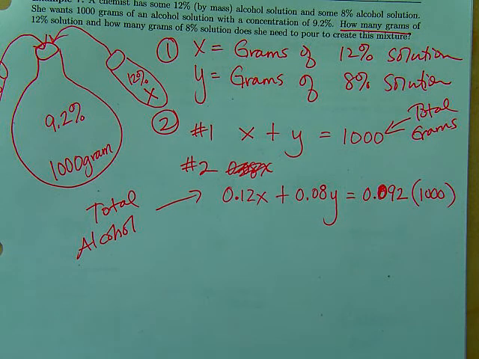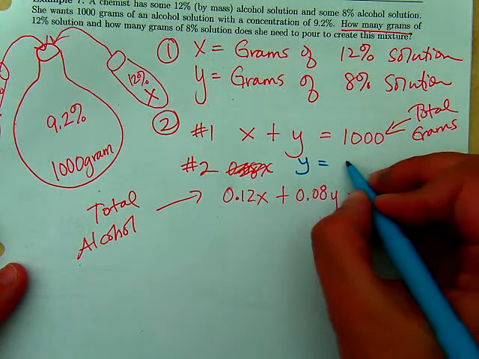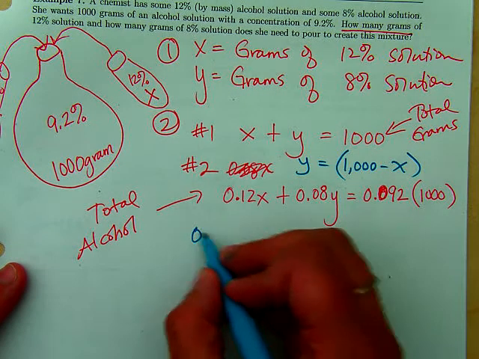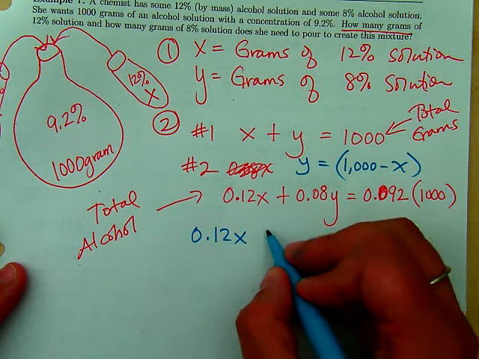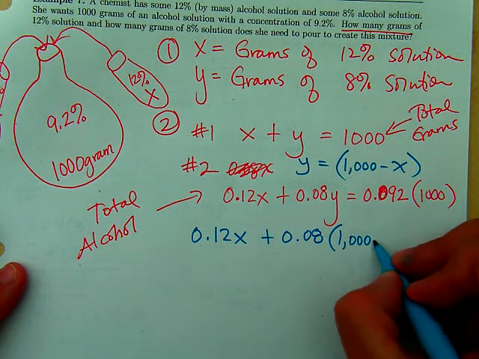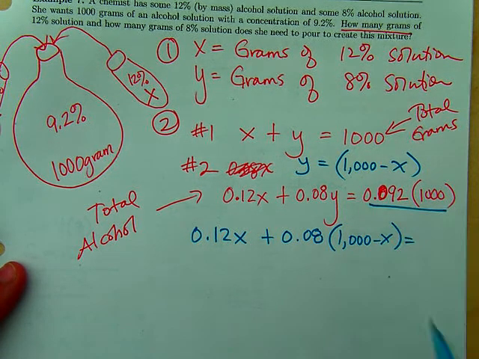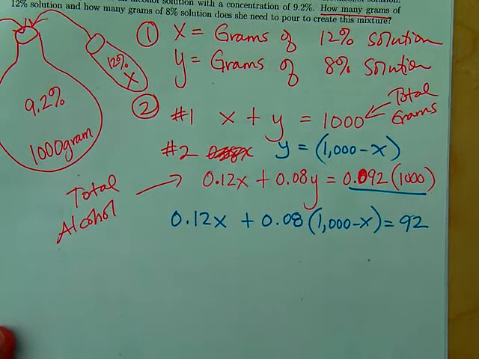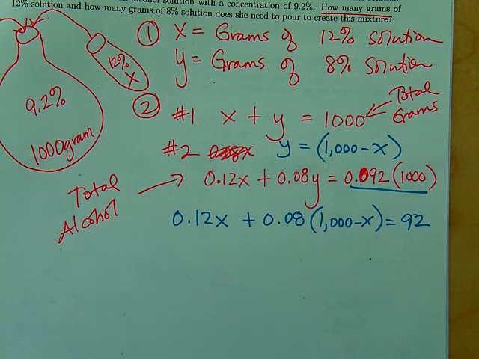So now, how could we solve it? What should we do to solve it? Yeah, so let's get y by itself. Y equals 1,000 minus x. He will do that substitution, okay? 12% of x plus 8% of 1,000 minus x equals, and you can actually multiply that out to a number. 9.2 times 1,000, 92. Does that make sense, those numbers there? They make more sense now?